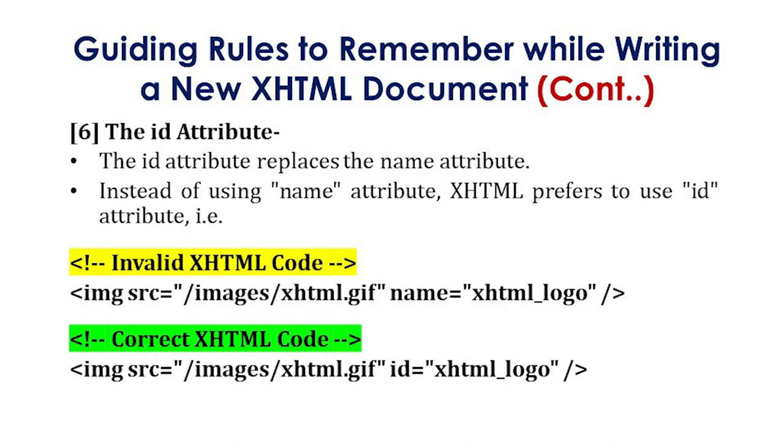There is an example with the help of code. The invalid code defines an image src tag used here, where xhtml.gif is called, and the attribute name is mentioned. As you know, the attribute name or ID are both used very popularly at the time of creating an XHTML or HTML document. So look at the next line, which is the correct code. The ID attribute is used there. So instead of name we have mentioned the ID attribute. This is again a point which we should remember at the time of creating an XHTML document.